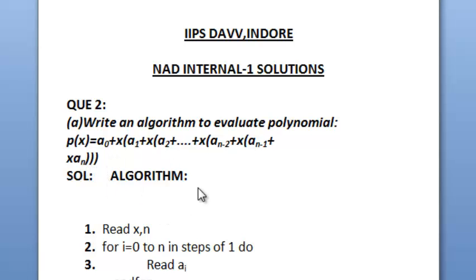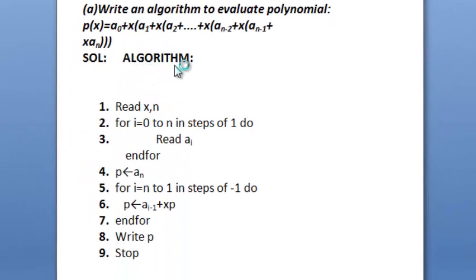Now our solution is, the algorithm for this polynomial is written as follows. First of all we read x and n, and then we start the loop for I equals 0 to n in steps of 1, like we increment I by 1 in every iteration, and then we read a of I. Then we end this for.